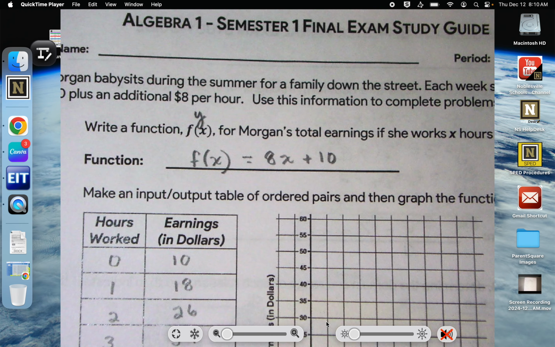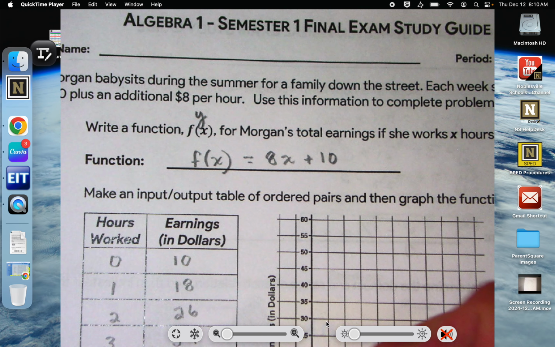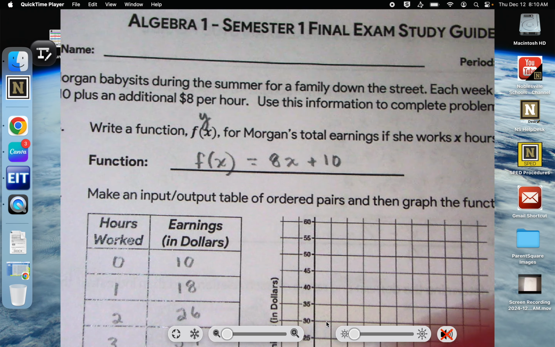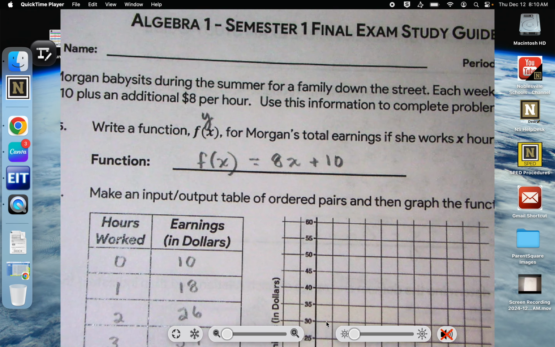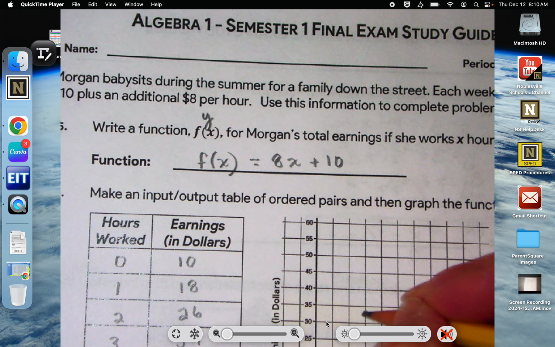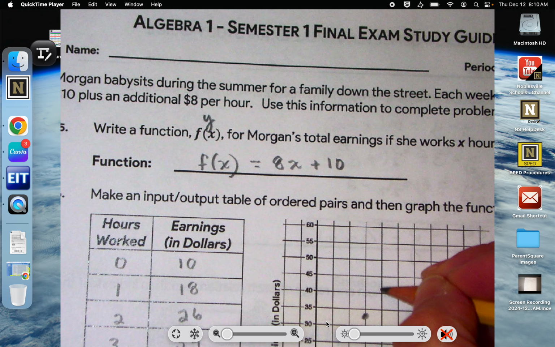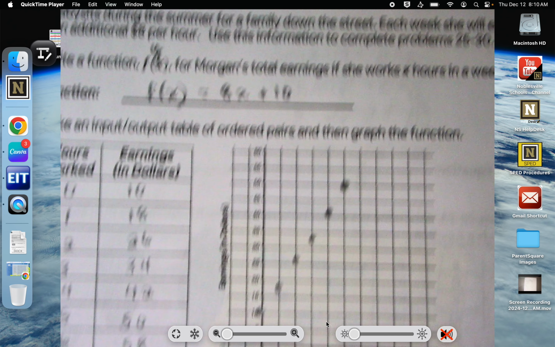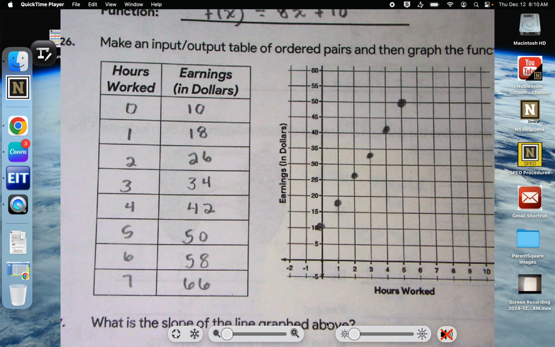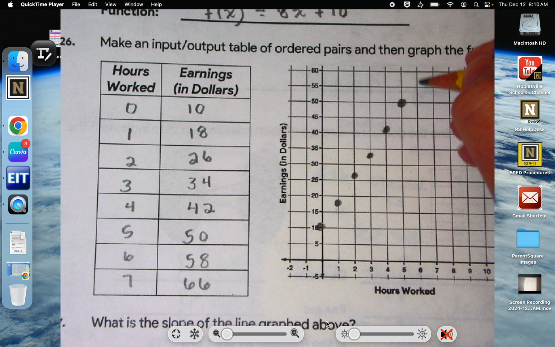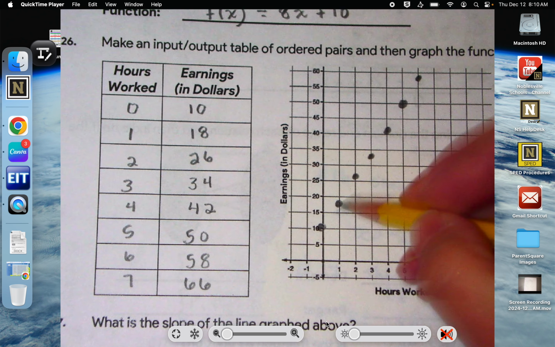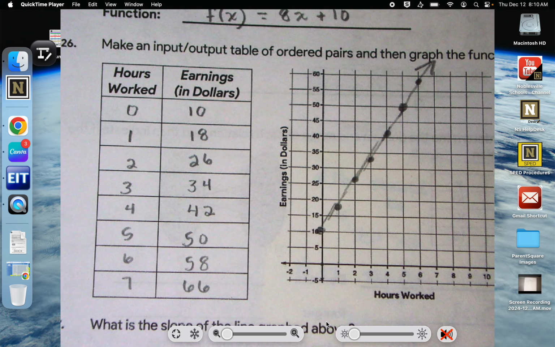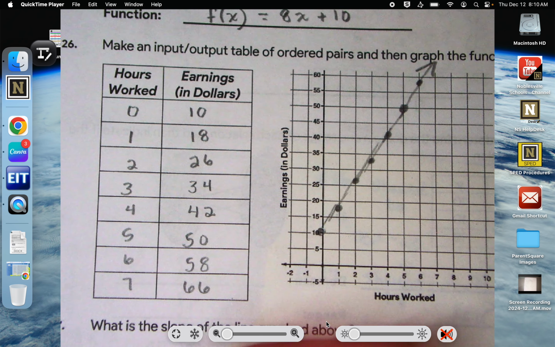So at 0, she makes $10 at 0 hours. At 1, she's at 18. 2 would be 26, right? So just bear with me while I graph this. I'm sorry, I just realized you guys can't see that whole thing. There you go. And then 58, and then I'm just going to have to stop right there. So then I'm going to connect those. Beautiful. What's the slope? Well, we know that she's making $8 an hour.